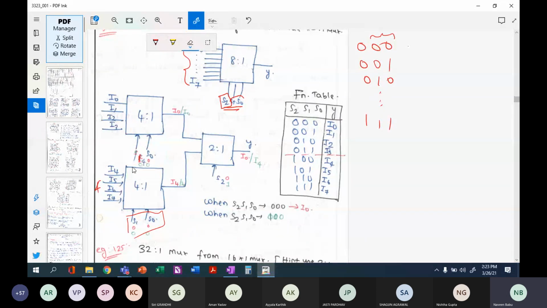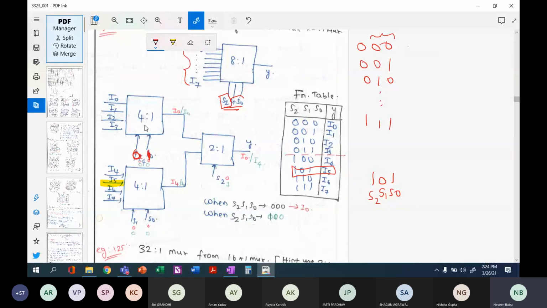Now, say I want to transfer, though this is the truth table, say I want my input I5 to be available across my output. If I5 must be available, what must be the select signal I must give? I must give 101 as my select signal. Am I right? So if this is 101, my S1, S0 and S2 correspond to this. So S1 and S0 correspond to 0, 1. So I will have 0 and 1 here.